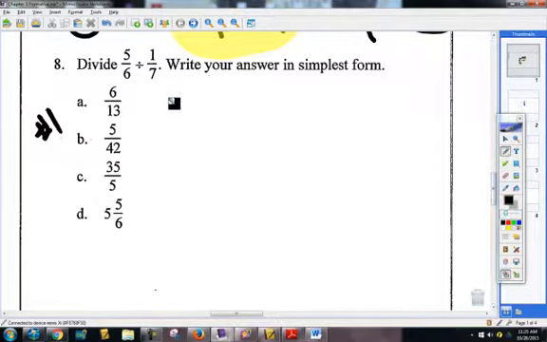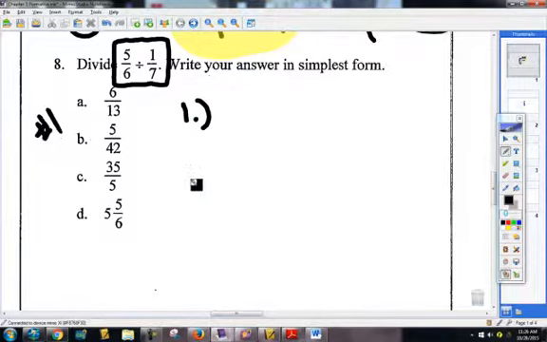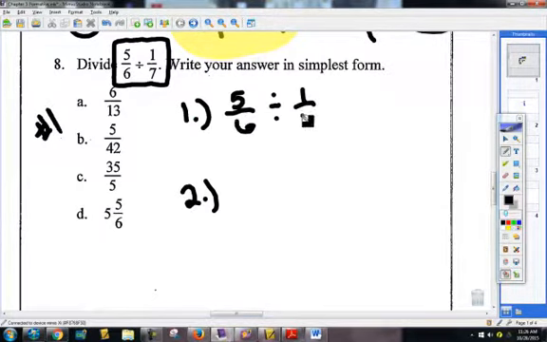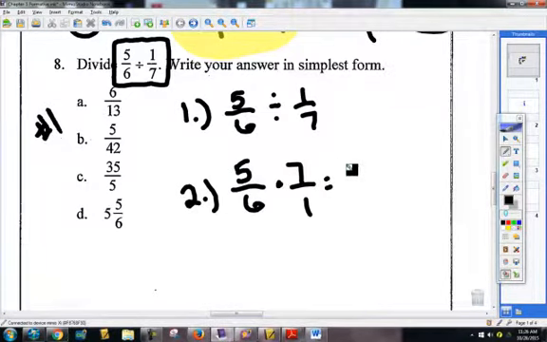Number 8. How many steps would I need to see here? Technically not. Here's why. Aren't those already in fraction form? So sure, if you wanted to do 2 steps, you could, but you'd just be rewriting that same thing. Does that make sense, guys? So this would be 5/6 times 7 over 1. We end up getting 35 over 6.